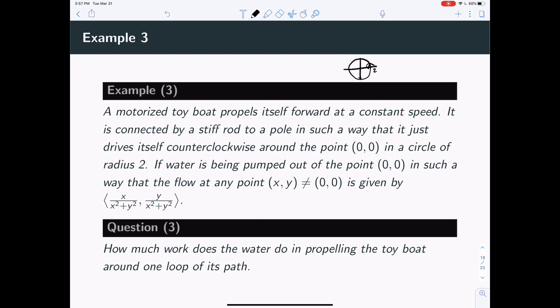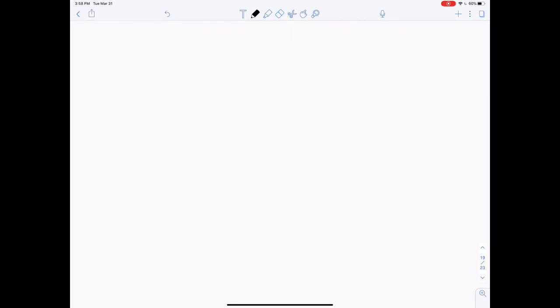Then what's going on is there's water being pumped out from the point 0, 0 in such a way that anywhere else the flow is given by this radial vector field. So the flow kind of looks like that. As the boat goes around the circle, the water pushes against the boat, and we want to know how much work the water does in propelling the toy boat around one loop of its path. Okay, so let's see if we can set this up.